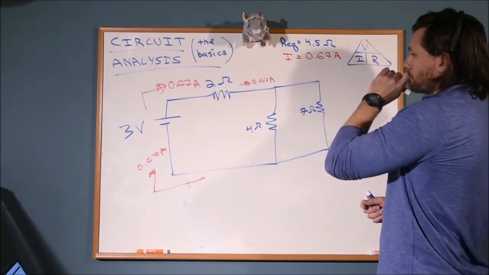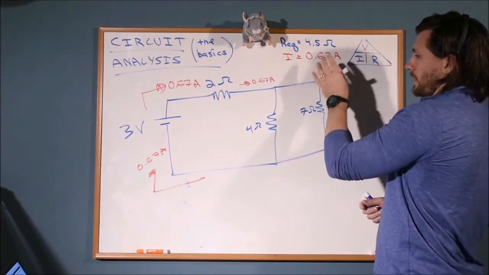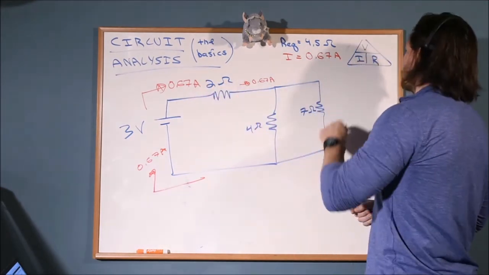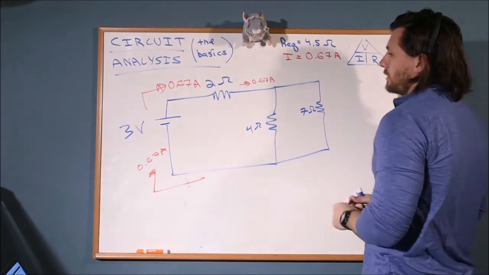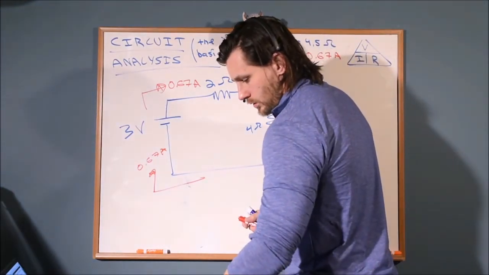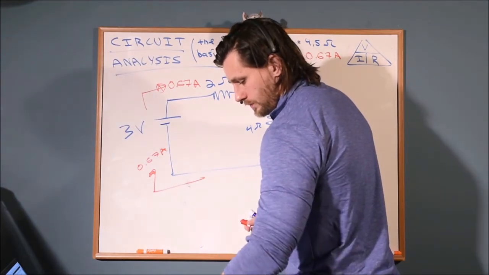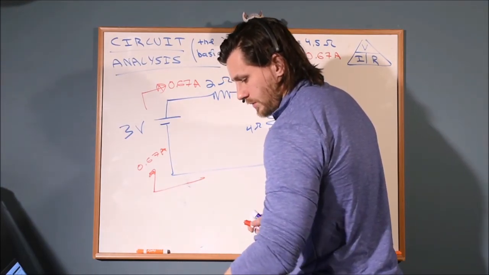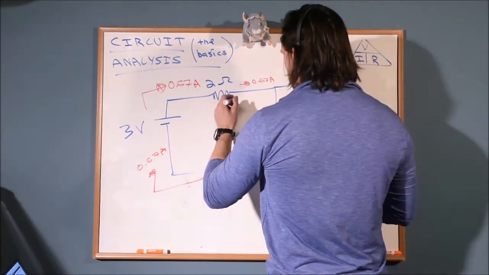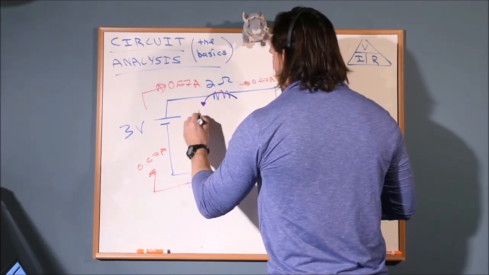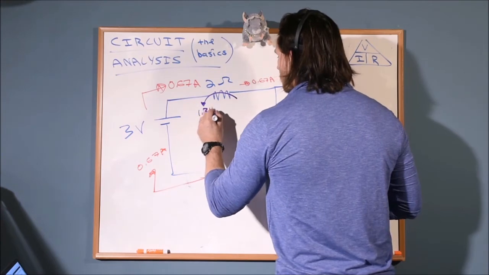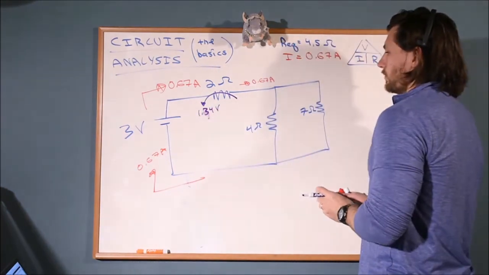So what are we trying to calculate? We have V here, so it's I times R. We have current, we have resistance. We're going to calculate voltage. I times R, 0.67 times 2. Fans of mental math are not proud of me right now. 1.34, so we got 1.34 volts here.